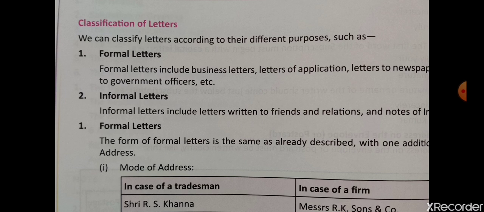The second one is the informal letter. Informal letters are those we write to our parents or to our cousins, family, where you can be a little informal. You don't have to mention all the things. You can use any language if you want. So these are the informal letters. Now we are going to study the format of writing informal letters and formal letters.